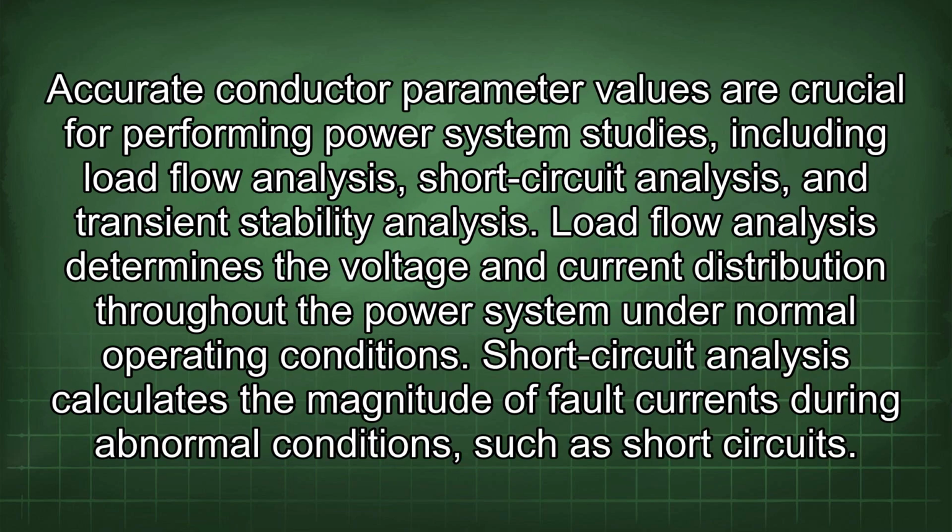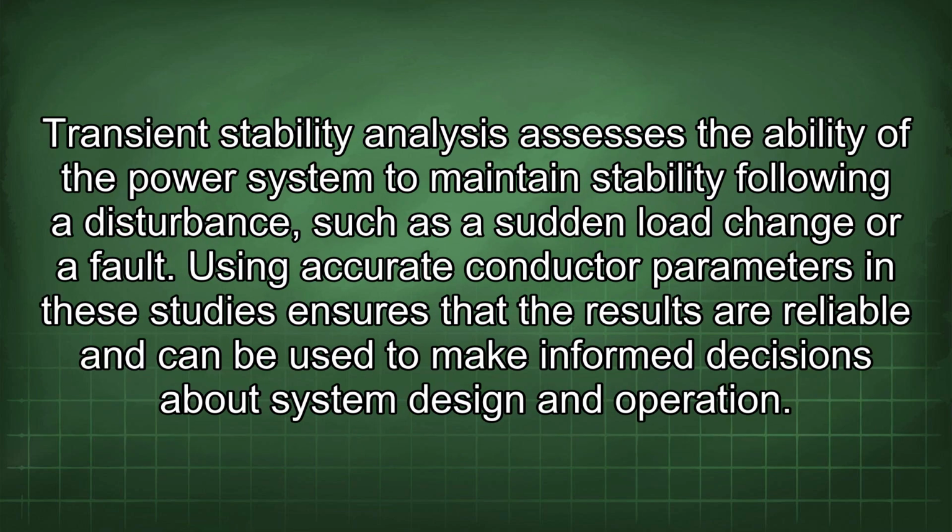Accurate conductor parameter values are crucial for performing power system studies, including load flow analysis, short circuit analysis, and transient stability analysis. Load flow analysis determines the voltage and current distribution throughout the power system under normal operating conditions. Short circuit analysis calculates the magnitude of fault currents during abnormal conditions, such as short circuits. Transient stability analysis assesses the ability of the power system to maintain stability following a disturbance, such as a sudden load change or a fault.